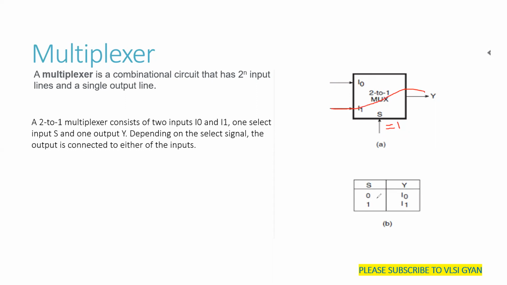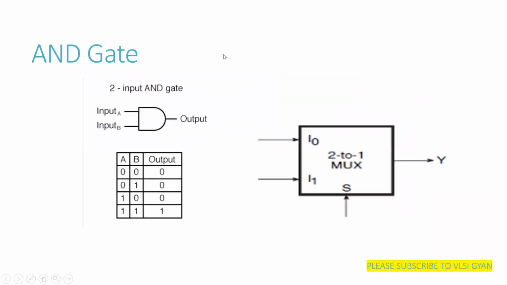This is what you can see in the truth table, where S is 0, Y is I0. When S is 1, Y is I1. So using this functionality of the MUX, we need to implement all the gates. So let us start with the basic gate, that is our AND gate.